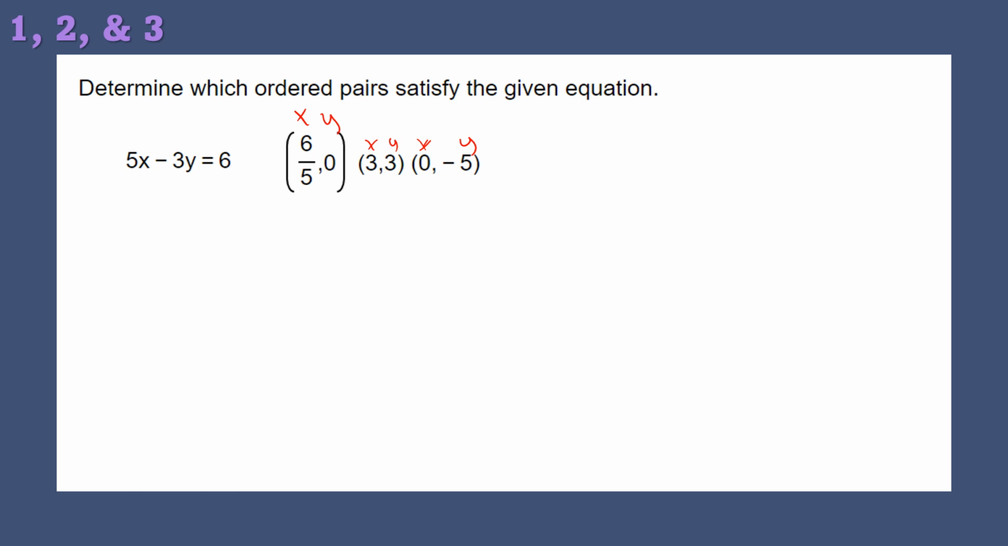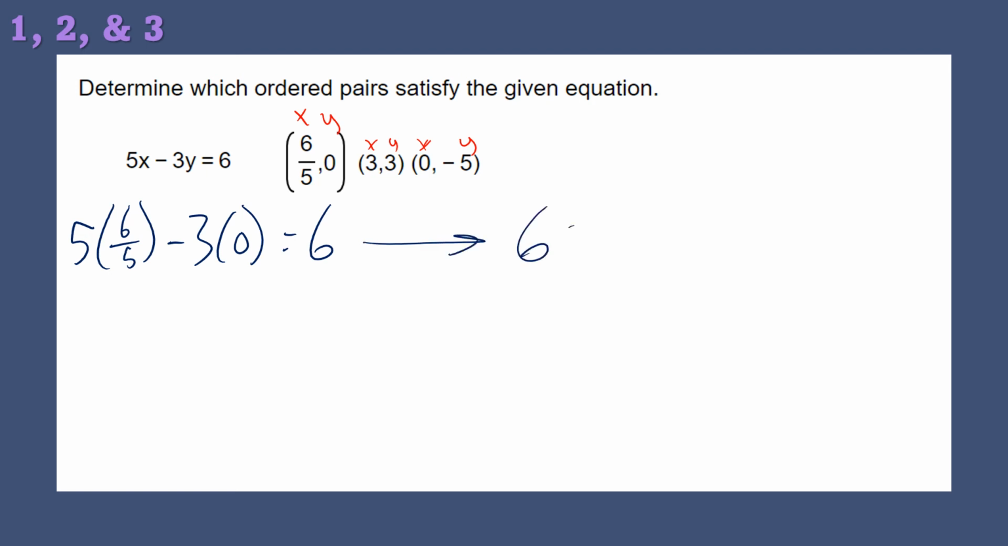The first number I'm going to plug in is 6/5. I'm going to plug that in for x, so it's 5 times 6/5 minus 3 times 0 equals 6. Well, what do I get? I get 6 equals 6. Does 6 equal 6? Yes. So that works. I can try 3, 3.